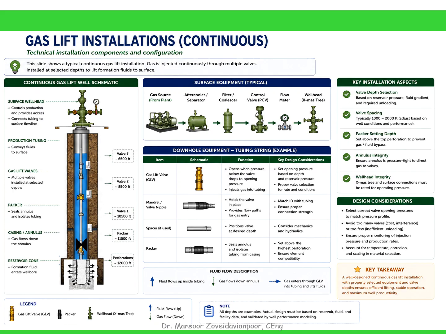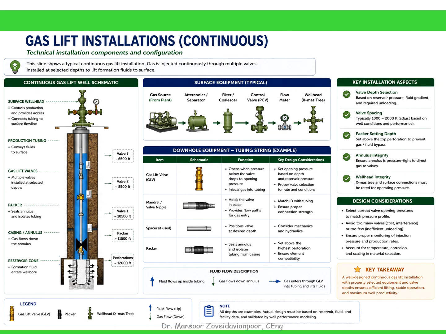Another important component is the packer near the bottom of the tubing. The packer seals the annulus and prevents gas from bypassing the intended flow path. Without the packer, injected gas could simply move around the tubing instead of entering through the gas lift valves.